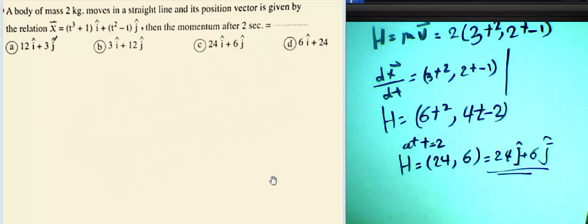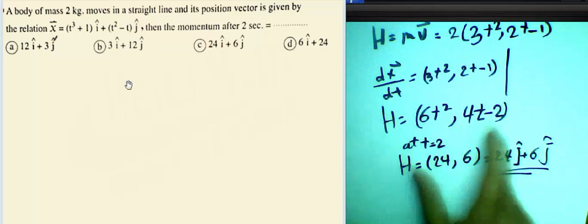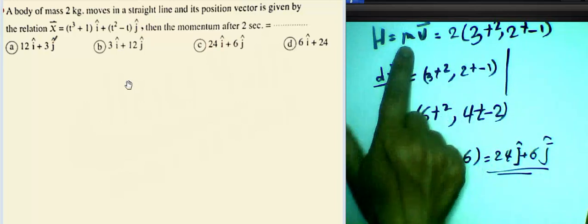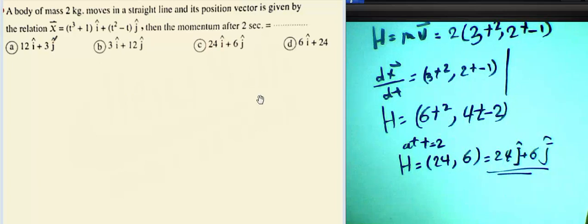Okay, understood. So in this example, if you want to find the momentum, it equals m multiplied by v. The velocity is the derivative of the displacement: 3t squared and 2t minus 1. Then you can write m multiplied by v, and the mass here was 2 kilograms. The result will be 6t squared and 4t minus 2, and then at t equals 2 seconds the result will be letter C.